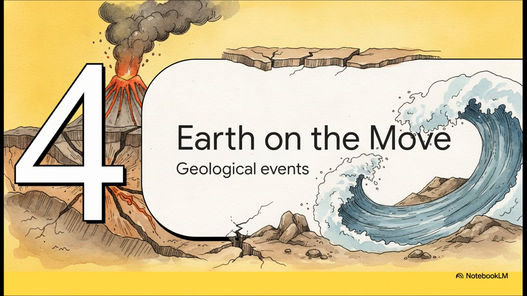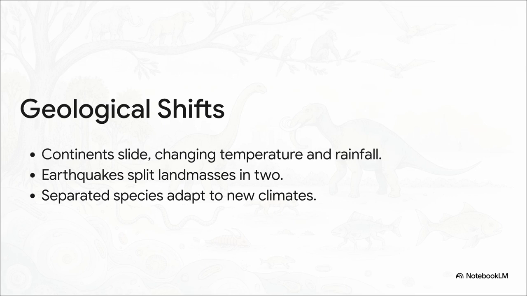We've covered climate and oxygen, but we cannot ignore the incredibly violent physical geology that literally reshapes life. You know, the ground beneath our feet feels totally static, but the Earth's crust is actually highly active. Through continental drift, our massive continents are constantly sliding across the globe over millions of years. And as a landmass slowly shifts into a completely different latitude, its local temperature and rainfall undergo radical changes.